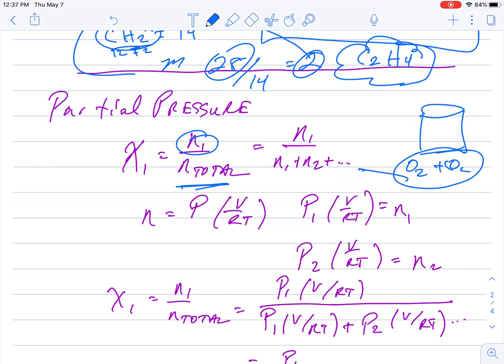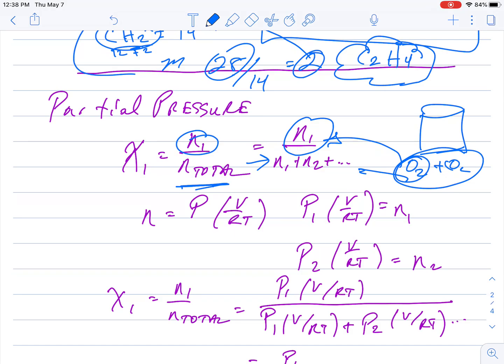So then if you know the total number of moles and you know how many moles of the oxygen that you introduce, that's why I said this is kind of like a percentage. So it's N1 divided by the total number of moles. It's the number of points that you got correct on the test divided by the total number of points that are available on the test, if you want to look at it that way.